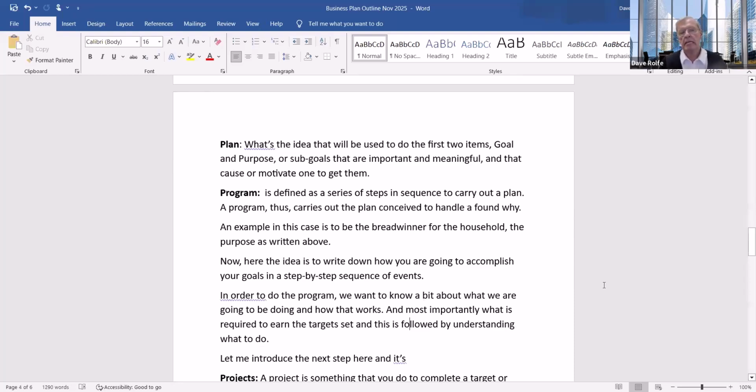Okay. So the next step in creating your business plan is: what's the plan? What's the idea that will be used for you to get the first two items, the goal and the purpose? Because we're doing Nikan, and this is a Nikan event, and this is a Nikan structure, the plan is to do Nikan and get to the top, or get to Diamond, or get to Royal Diamond. How many here know exactly what you need to do to get what you want, what your goal is, or what it means: how many people, how many legs, how many distributors, how many leaders, how much volume?